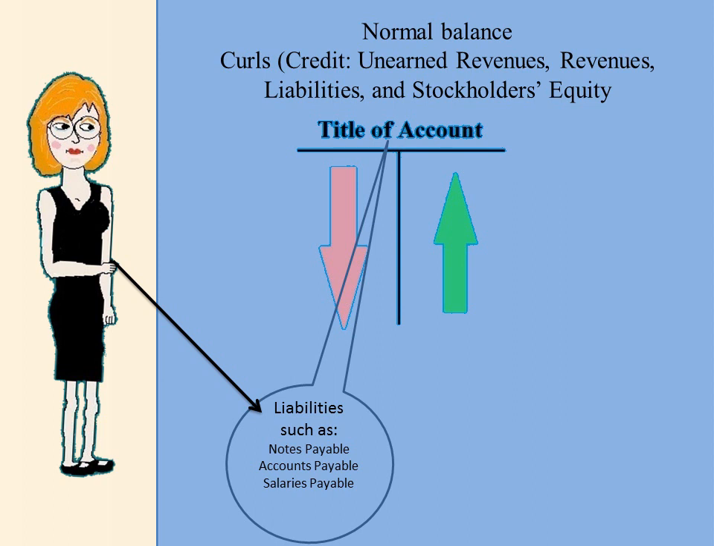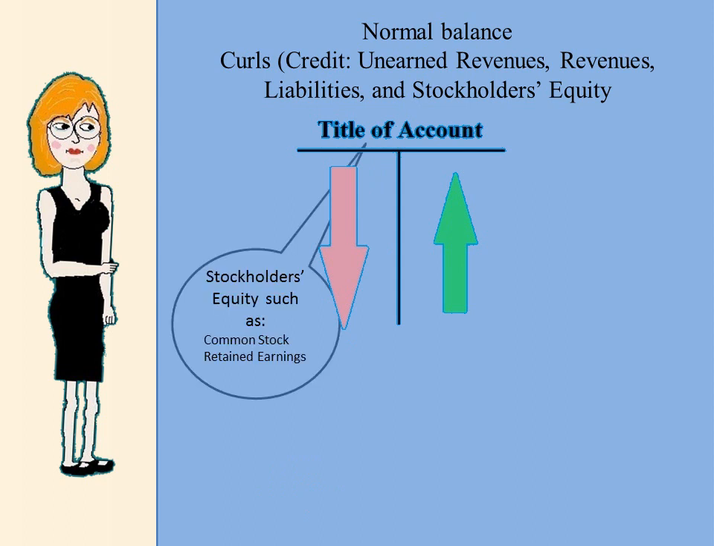Then there is liabilities, items owed to suppliers and outside organizations by the company. These are debts. Some of the accounts under this category are notes payable, accounts payable, and salaries payable. They increase on the right side and decrease on the left side. Finally is stockholders' equity, such as common stock and retained earnings. These increase on the right side and decrease on the left side. So remember these: unearned revenues, revenues, liabilities, and stockholders' equity.